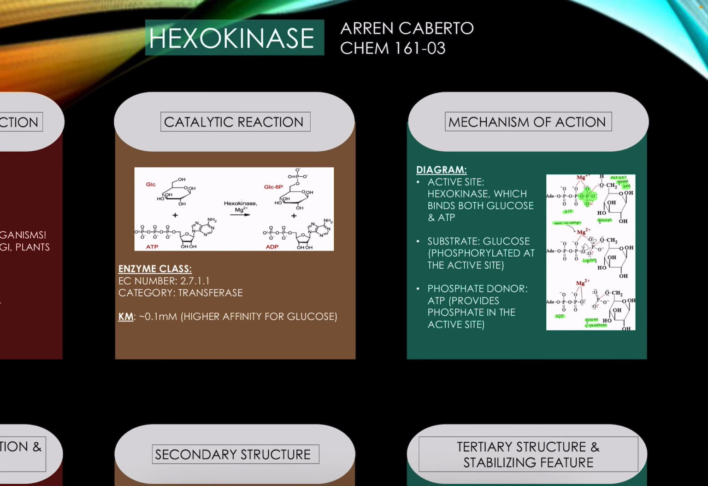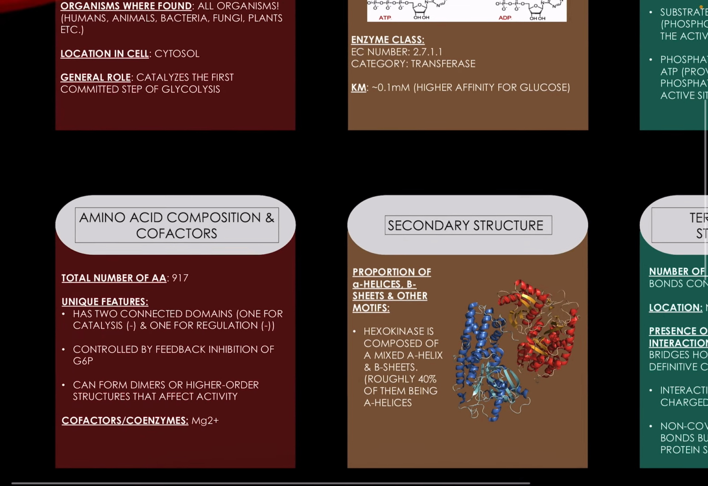Hexokinase works through a well-defined mechanism. The enzyme itself forms the active site, which binds both glucose and ATP. Glucose is a substrate and is phosphorylated at the active site, while ATP donates the phosphate group. This reaction converts glucose into glucose 6-phosphate, also known as G6P, effectively starting glycolysis. Magnesium ions are essential cofactors, stabilizing ATP during the reaction.